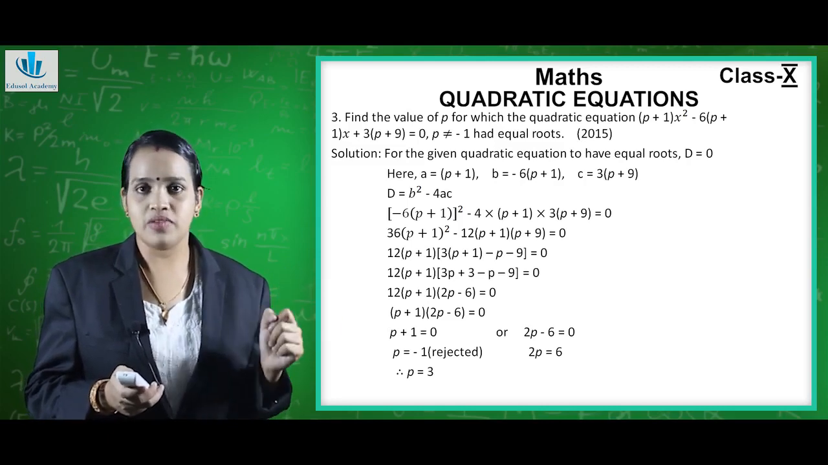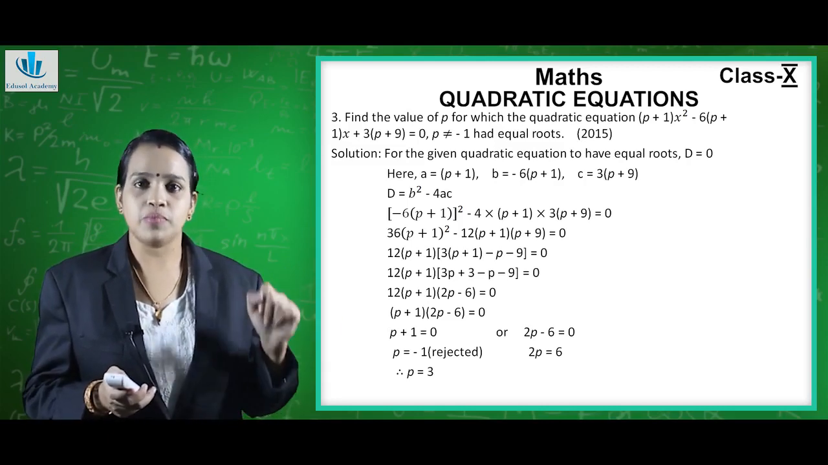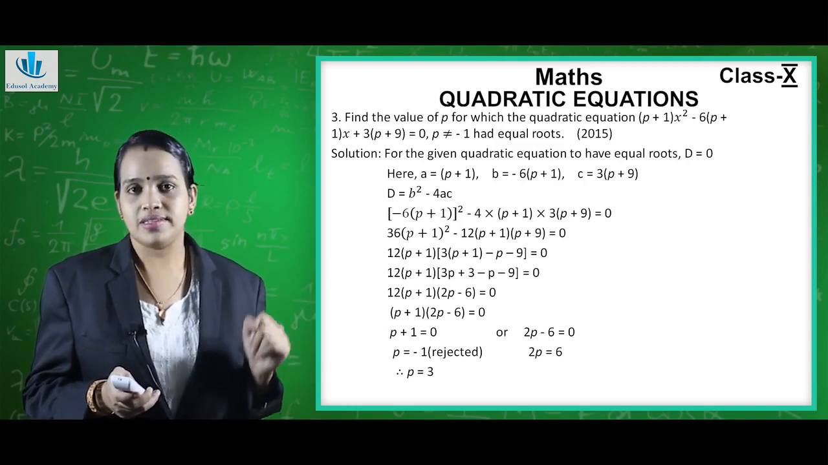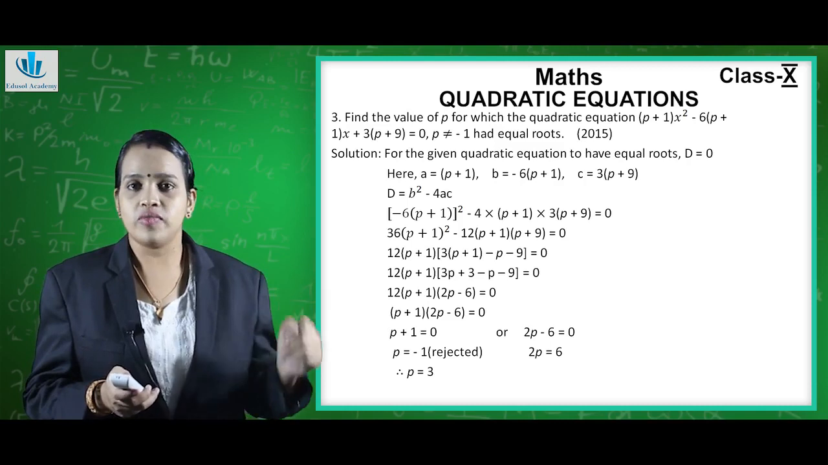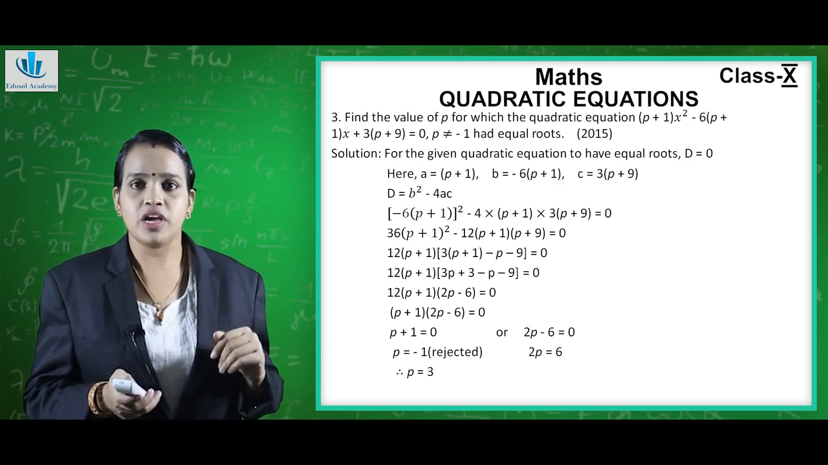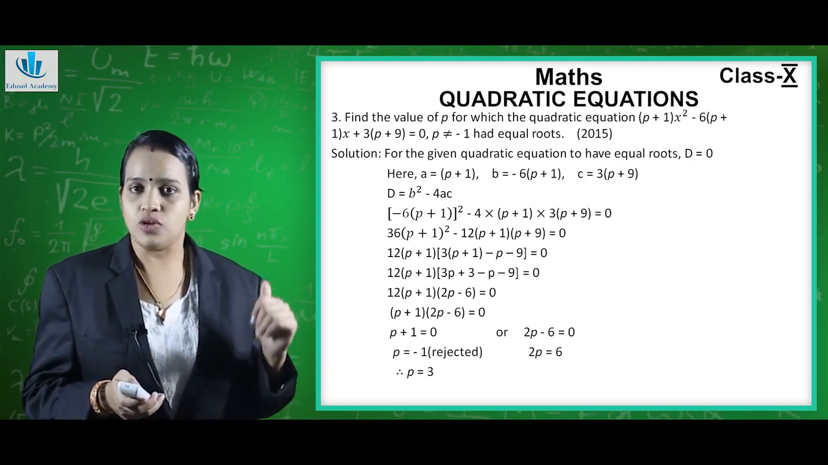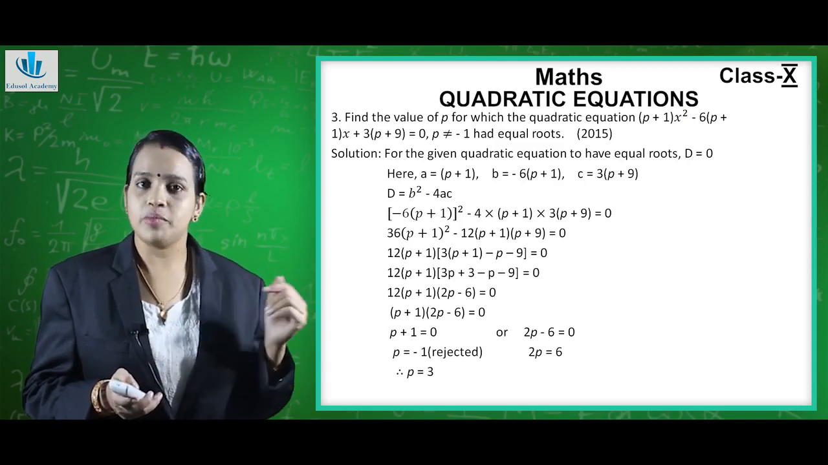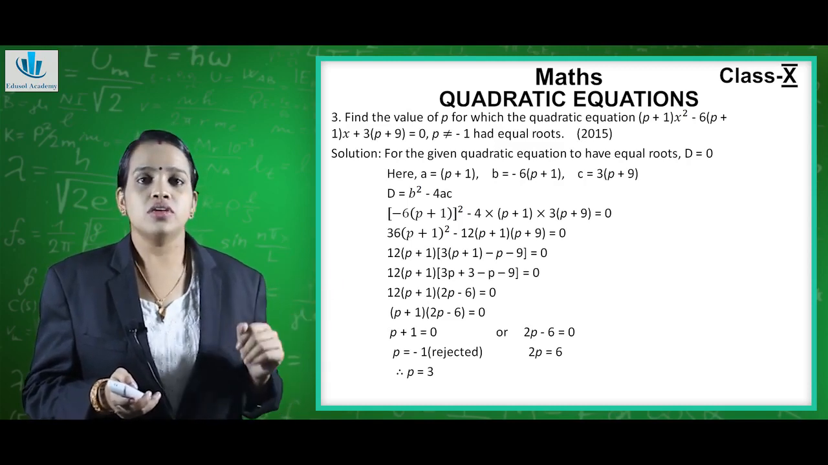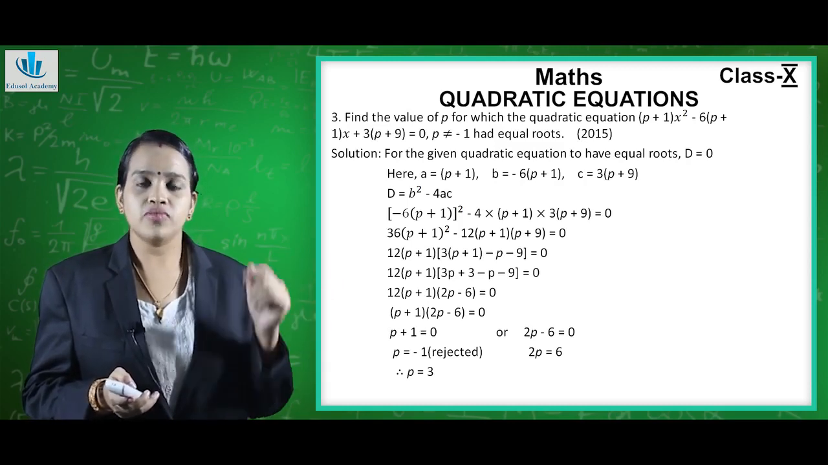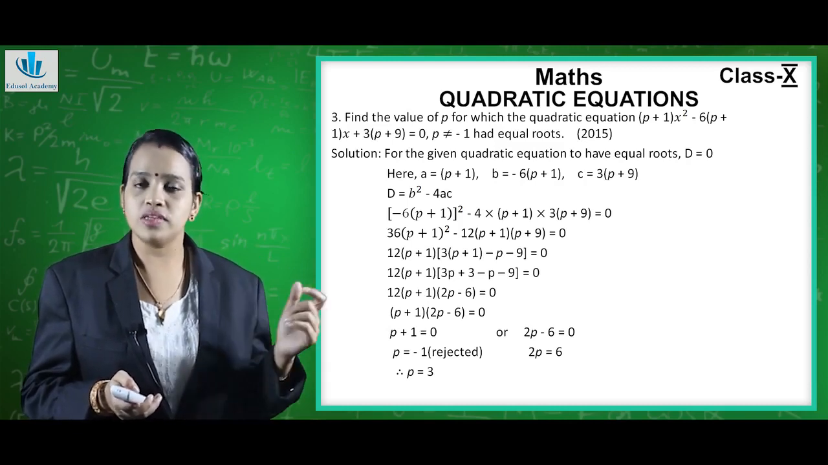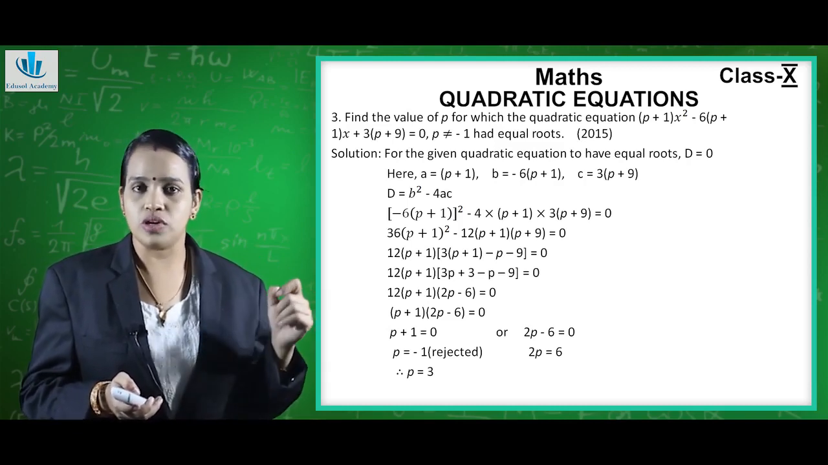Now we can separate it with 0. So it becomes p plus 1 equal to 0 or 2p minus 6 is equal to 0. Now when we take plus 1 to the other side, it becomes minus 1. So p is equal to minus 1. And on the other side, when we take minus 6 to the other side, it becomes plus 6. So 2p is equal to 6. Now the value of p becomes, when we take 2 to the other side, it divides. So p is equal to 6 upon 2. Therefore p is equal to 3.